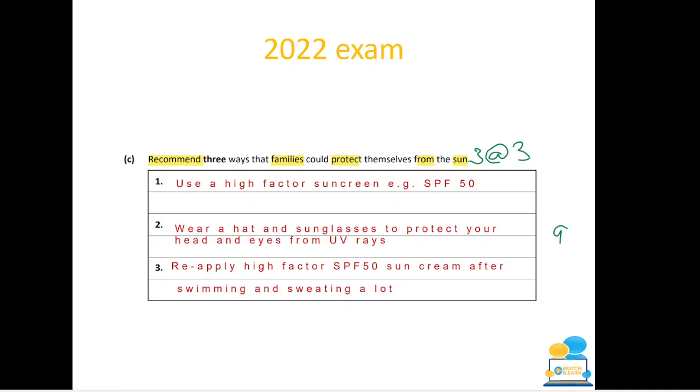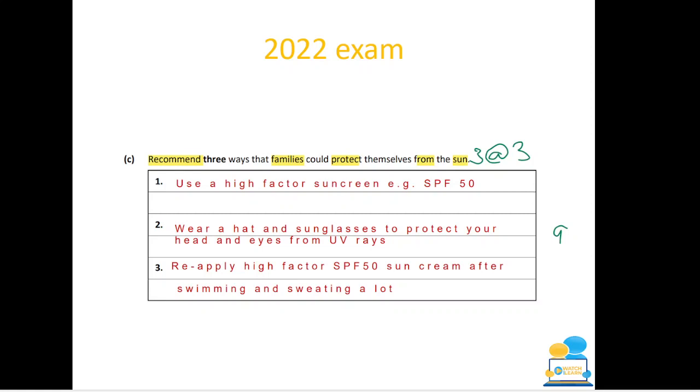This is from the 2022 exam. You'll see here I've highlighted the key information. So recommend, meaning I want a full sentence. 3 ways. So we see that they've given us 3 clear spots for us to write information down. Families could protect themselves from the sun. So we're looking at 3 ways families can protect themselves from the sun, essentially 3 guidelines, okay?